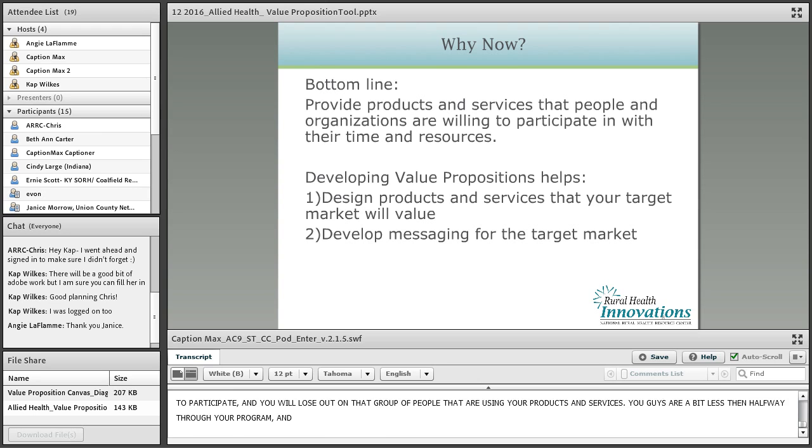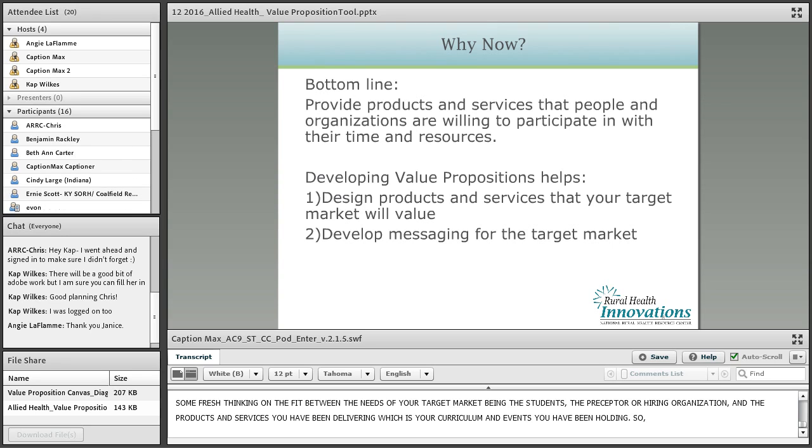You guys are a bit less than halfway through your program, and we wanted to make sure that you have a tool to both double check your thinking for your product and service and also do some fresh thinking on the fit between the needs of your target market, being the students, the preceptor or hiring organizations, and the product and services that you've been developing and delivering, which is your curriculum and events that you've been holding. So this tool, this value proposition worksheet, is a marketing tool.